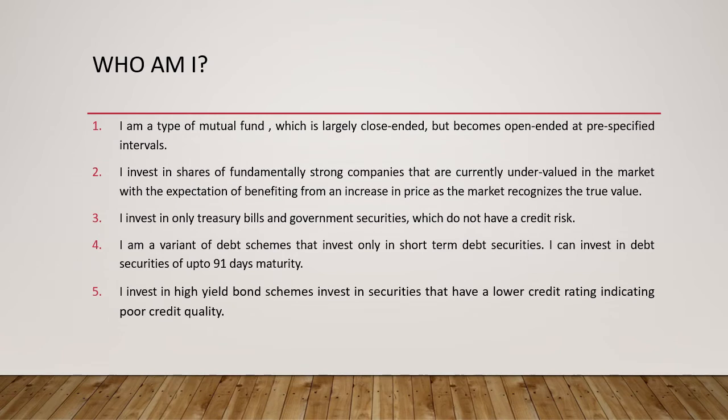Now the next statement is also related to a debt scheme, and it is very clearly mentioned that I invest in high yield government bonds and in securities that have a lower credit rating, indicating poor credit quality. So it's very clear that the investment is happening in high yield bonds, and that's where the name is also hidden. So what is it all about?